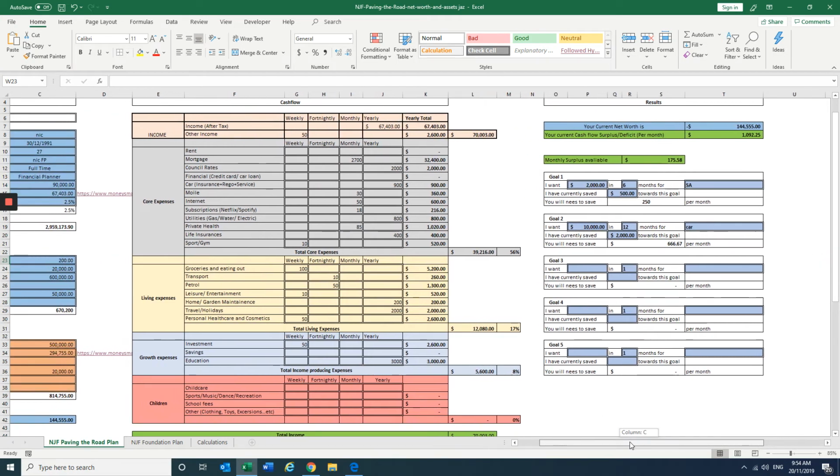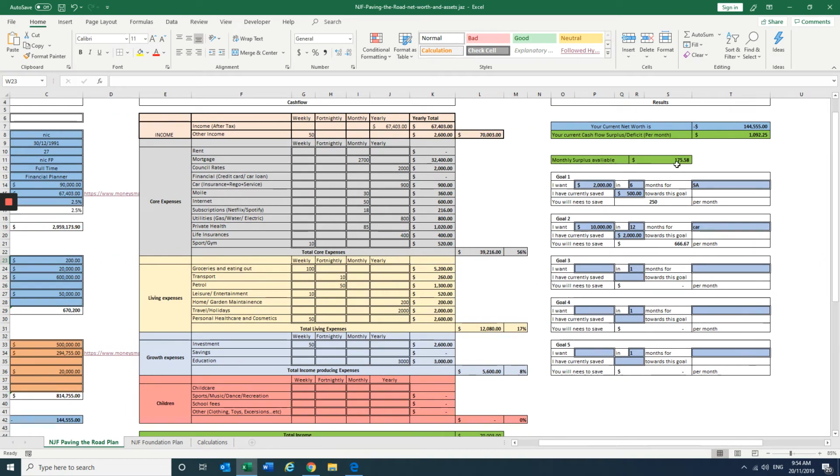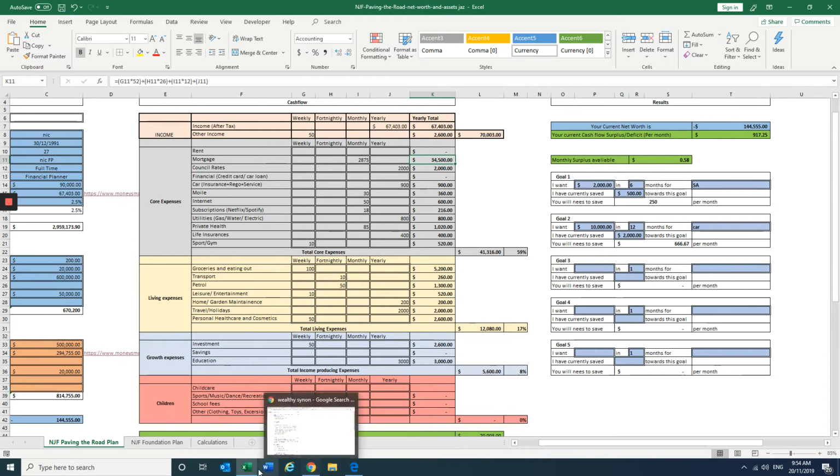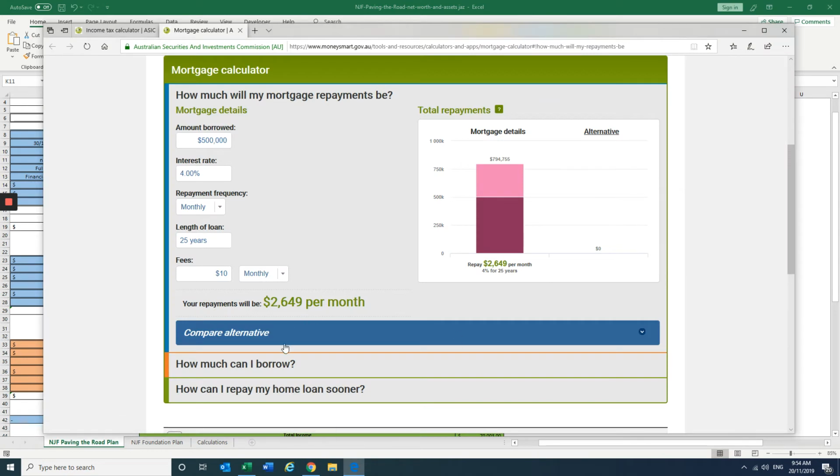So what I might want to do with this extra $175 a month is to put it into this here. So we'll go to 2,875. Up that by a couple of thousand. The rest is going back into my mortgage. Now what happens when 2,875 is my mortgage repayment? I will go back to here.